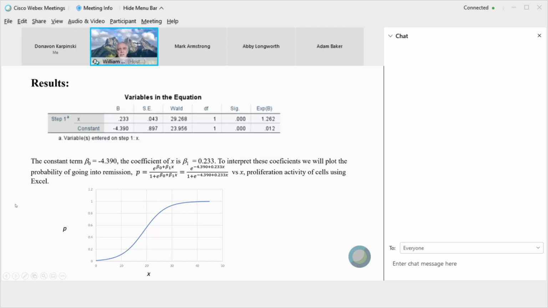The constant term determines the value of p when x equals 0. You put x equal to 0, p is going to be e to the beta naught, e to the minus 4.3904, over 1 plus e to the minus 4.390. Beta 1 is really the slope at the 50% point. I think the best way to interpret beta naught and beta 1 is to draw a graph of P versus X.